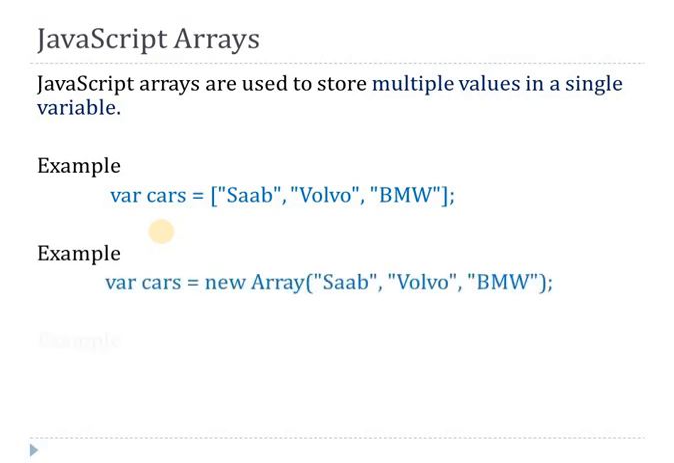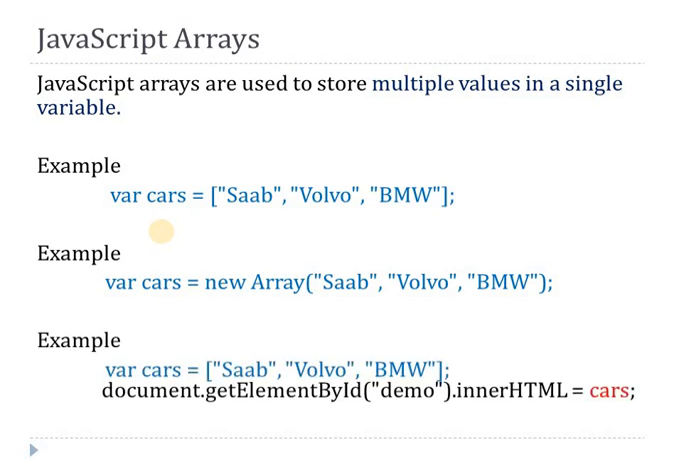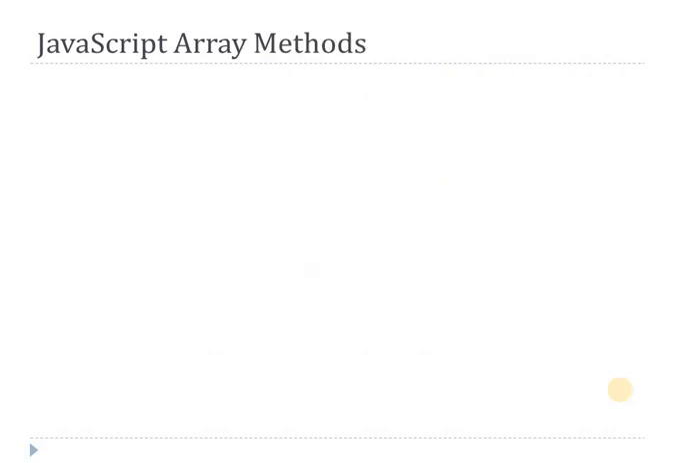Another example. If you want to access the whole array, you just need to use the array name itself, for example, cars. This whole array will be assigned to this particular HTML element. If you just want to access a particular array element, you have to pass the index of that particular value in square brackets, for example, cars[0].